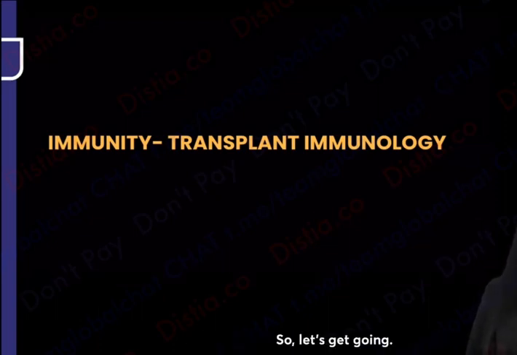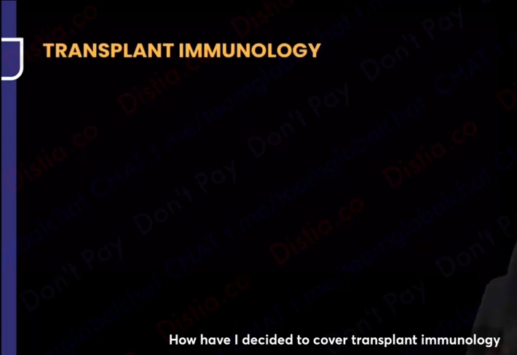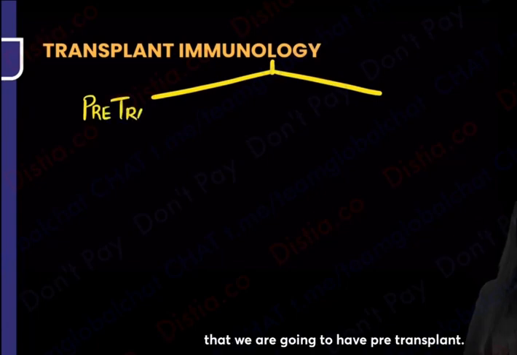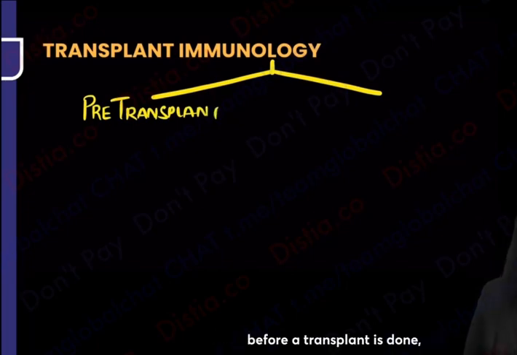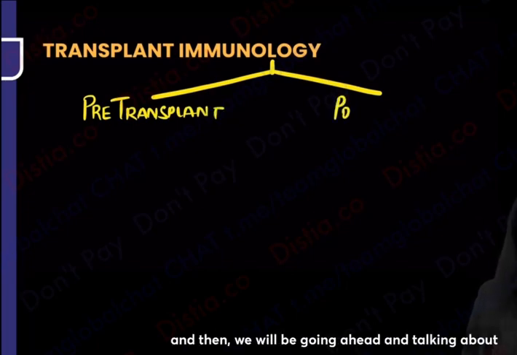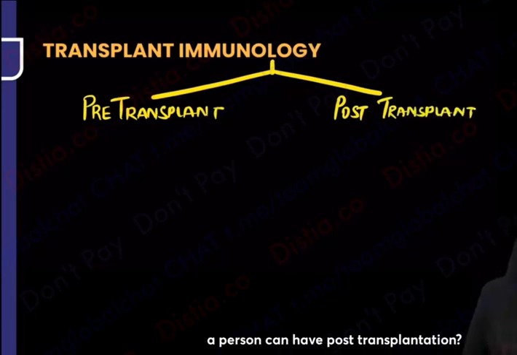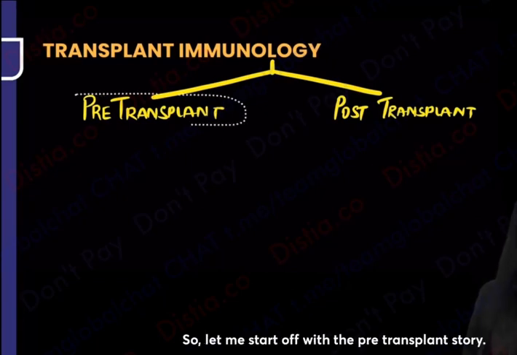So let's get going. How I have decided to cover transplant immunology is in two parts. First, we are going to consider what are all the things that we are going to have pre-transplant. What are all the things that I'll be doing before a transplant is done? And then we'll be going ahead and talking about what are the things that we do once a transplant is done. What are the complications that a person can have post-transplantation? So let me start off with the pre-transplant story.